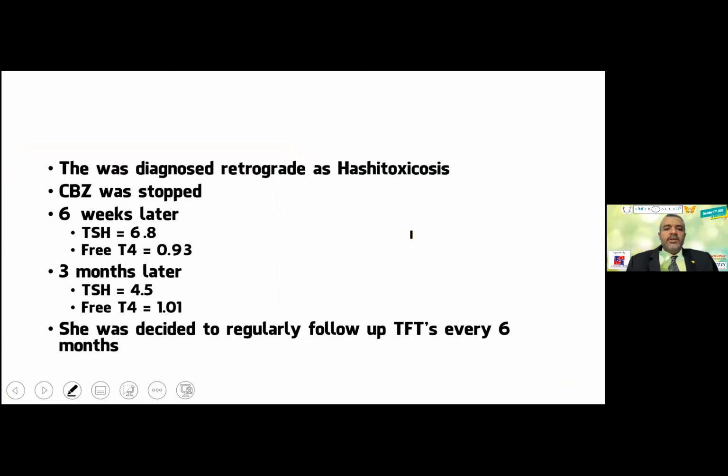She was diagnosed retrospectively as hashitoxicosis. Carbimazole was stopped. Six weeks later, the TSH was 6.8 and the free T4 was low normal. Three months later, the TSH was slightly higher than normal and the free T4 was within normal, a case of subclinical hypothyroidism. Because there was no clear indication for replacement therapy at the time, it was decided to go on regular follow-up of thyroid function tests every 6 months.